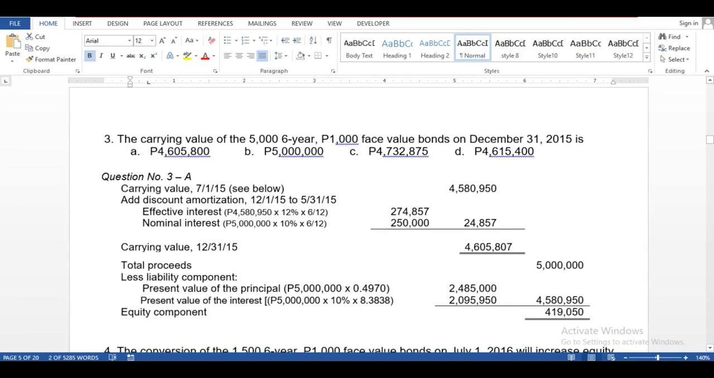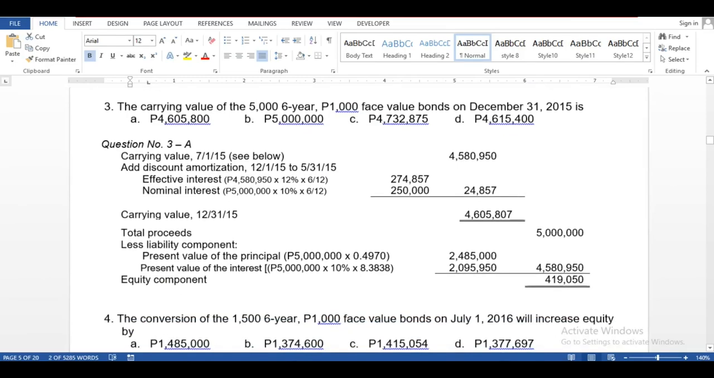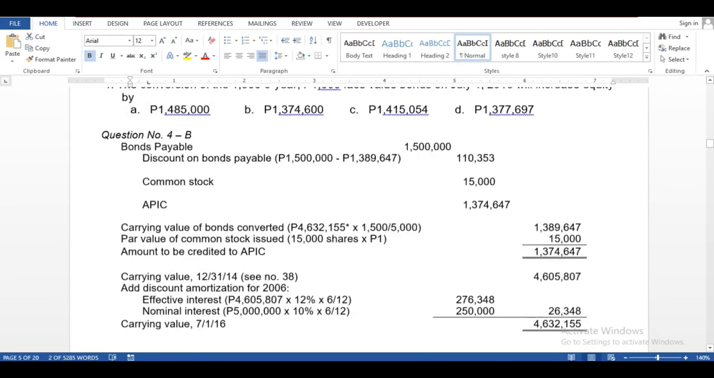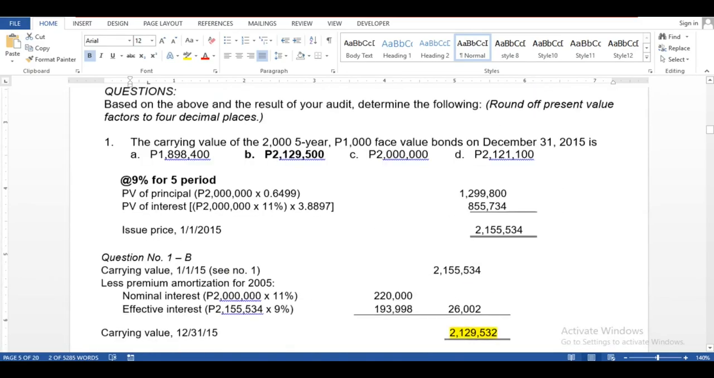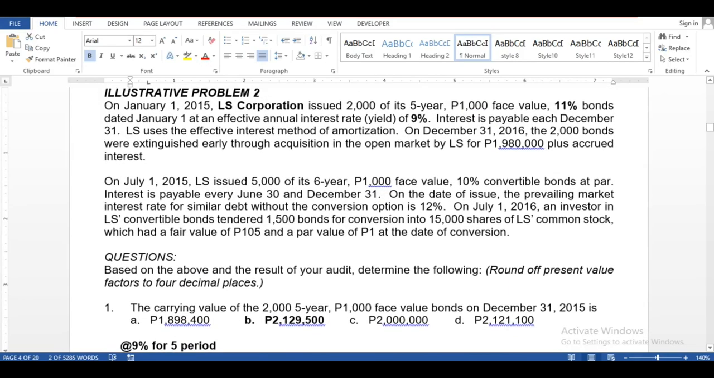Number 3 naman, so this is yung second paragraph. Yung merong compound financial instrument. So, let's try to read muna the second paragraph. On July 1, 2015, LS issued 5,000 of its 6-year 1,000 face value, 10% convertible bonds. And take note, it is issued at par. So, same lang yung issue price at saka yung face amount. Okay. So, the interest payable is every June 30 at saka December 31.